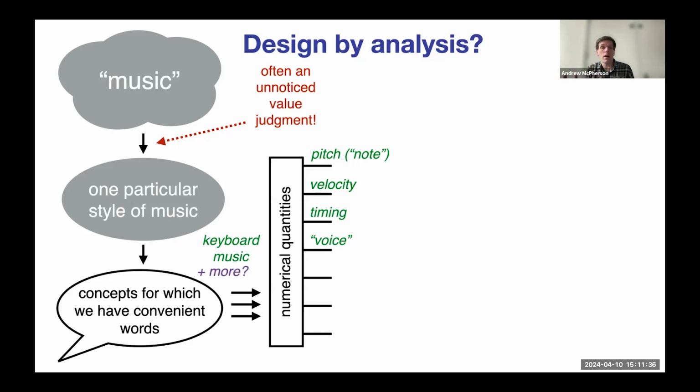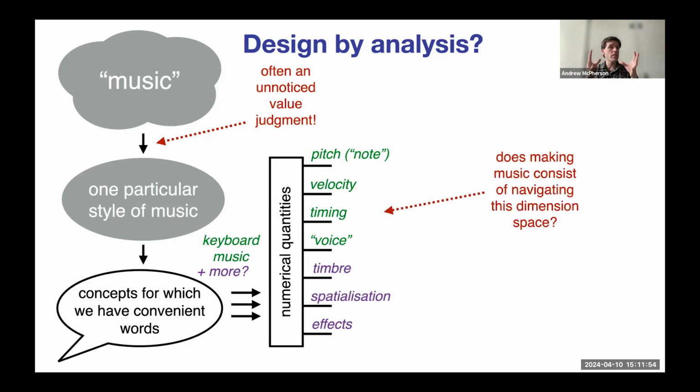But maybe I also say, well, that's too limited. I want this to be a forward-looking instrument, so I'm going to add more dimensions. I'm going to add timbre. I'm going to add spatialization. I'm going to add effects. I'm going to add whatever. The proposition would seem to be that having described music this way, I have essentially taken a set of words, put a set of numbers onto those words, and turned that into a dimension space. And the idea is that making music, therefore, could be described as a navigation of this multidimensional space.